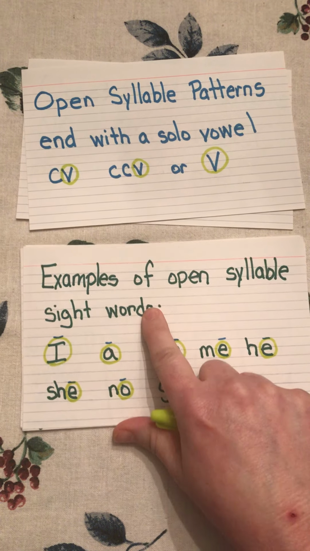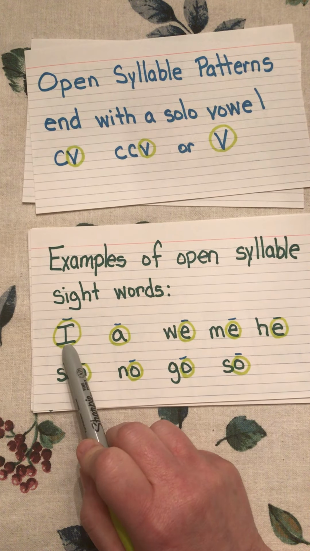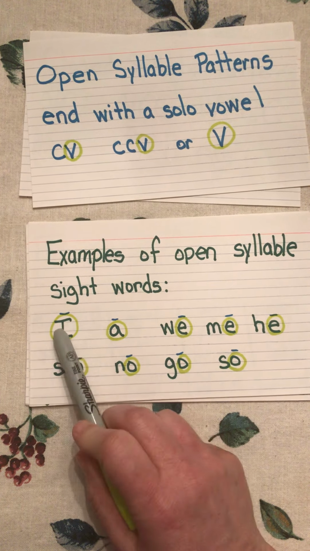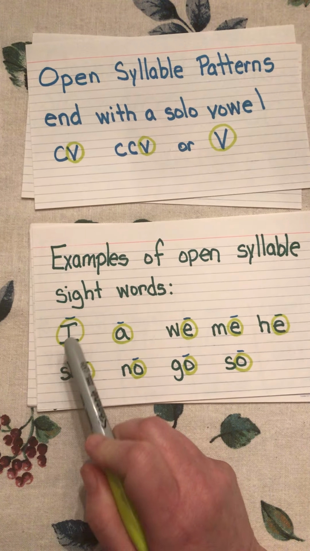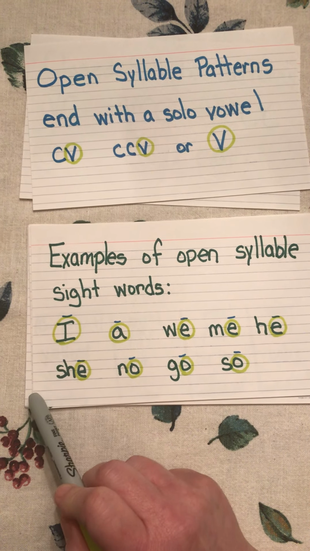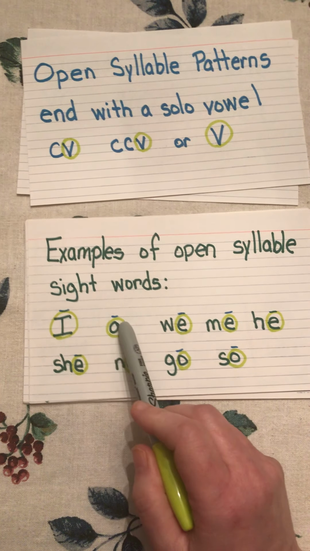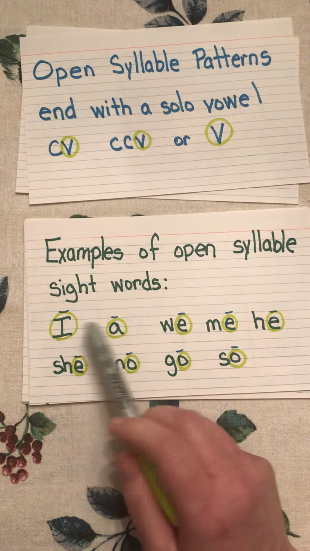Some examples of open syllable sight words. Notice this I. Remember I said every syllable must have a vowel. Well, there's only two times that you can be a letter, a vowel, and a syllable, and that's when you're I or you're A. And yes, sometimes we say "uh." The kids know it either way. We don't really stress why until they get a lot older.